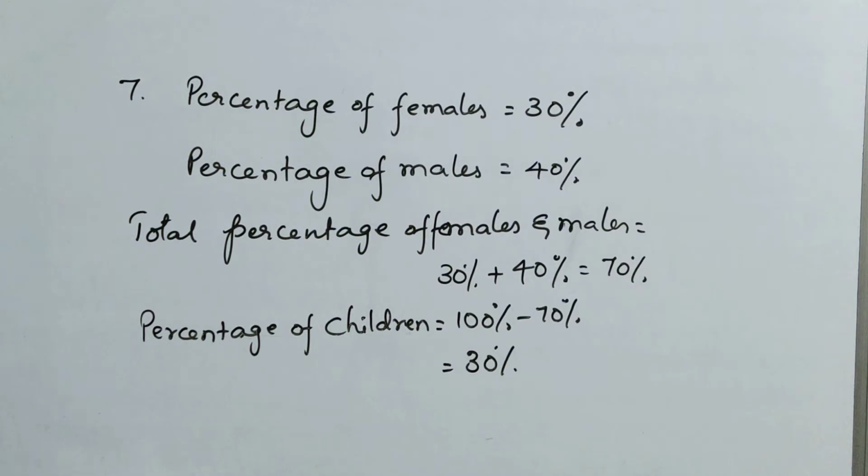So the percentage of females is 30% and 40% are males. Both together if you add, 70%, and the remaining percentage of children is nothing but 100 minus 70, that is 30%. Next, coming to the 8th question.